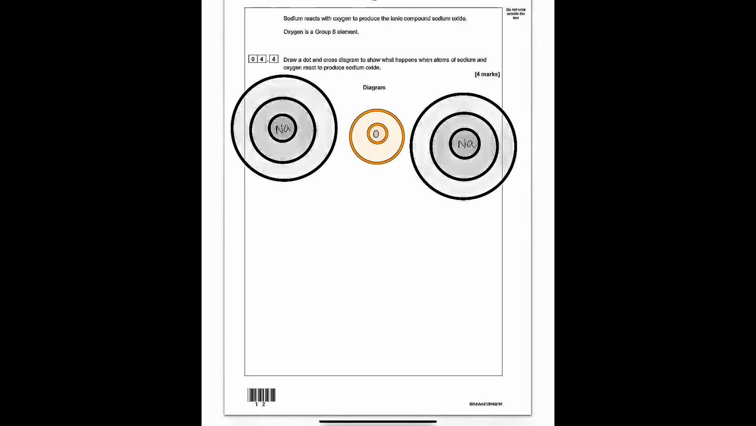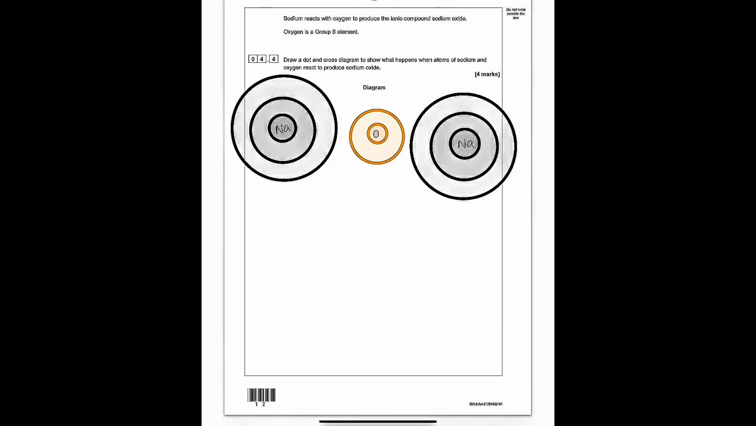Sodium reacts with oxygen to produce the ionic compound sodium oxide. Oxygen is a group 6 element. Draw a dot and cross diagram to show what happens when atoms of sodium and oxygen react to produce sodium oxide. And this is worth 4 marks. Now, as you can already see, I already have 2 atoms of sodium already drawn and 1 atom for oxygen.